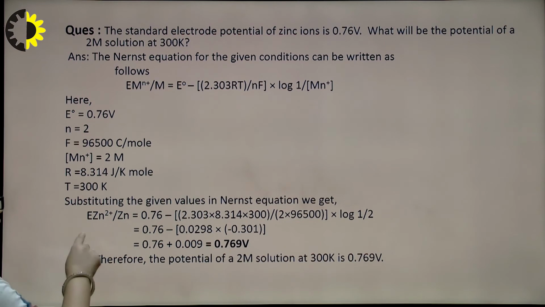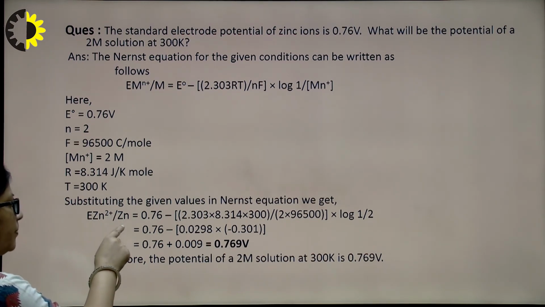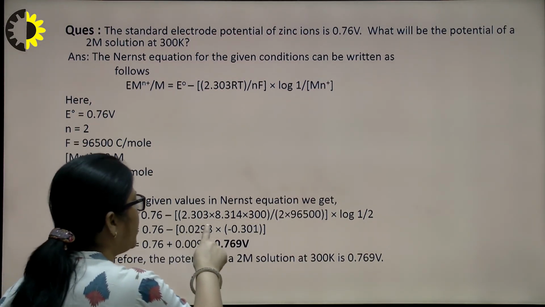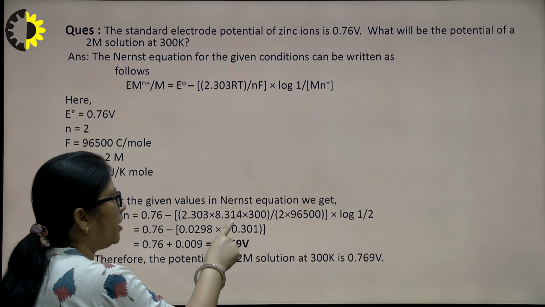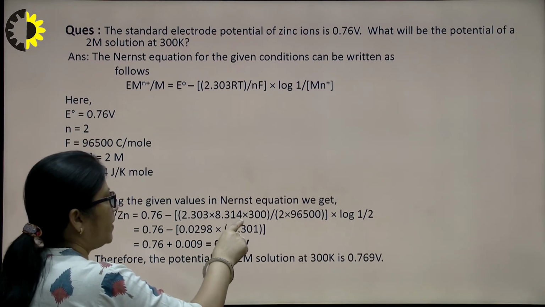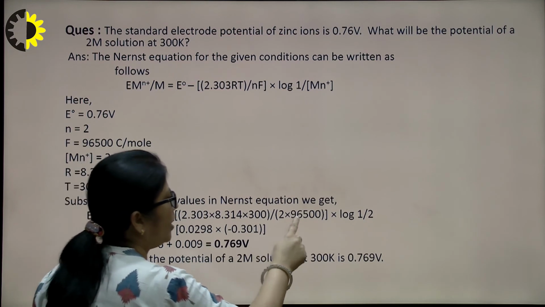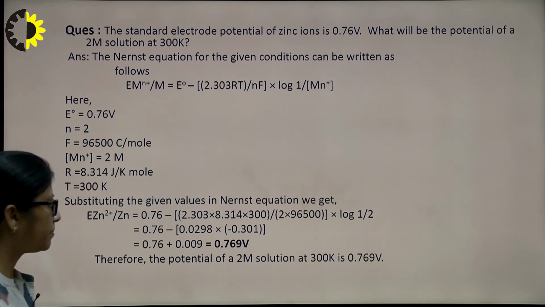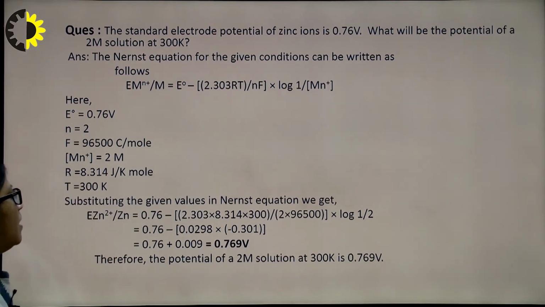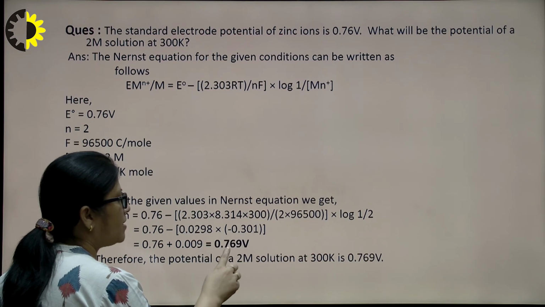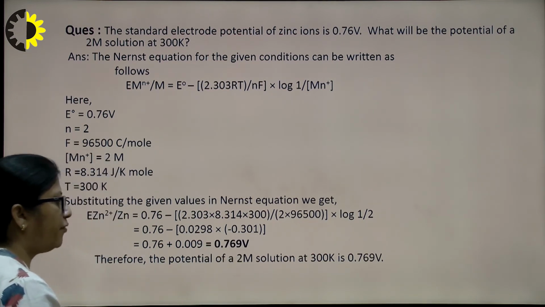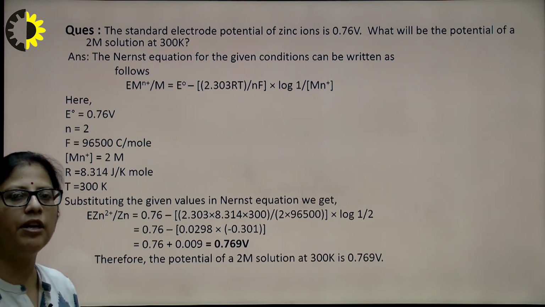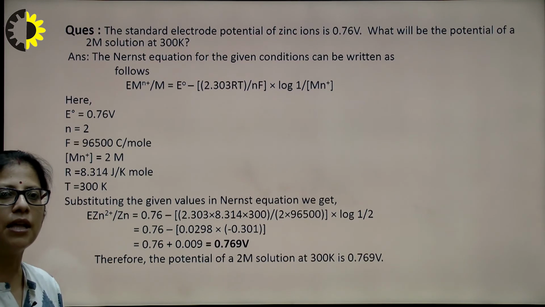So, we are going to get E Zn plus 2 by zinc will be 0.76 minus 2.303 into 8.314 into 300 divided by 2 into 96,500 into log 1 by 2. And after calculation, I will get the value of 0.769 volts. Therefore, the potential of a 2 molar solution at 300 Kelvin will come out to be 0.769 volts.